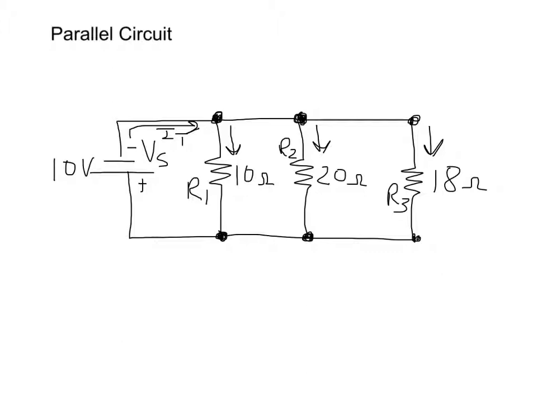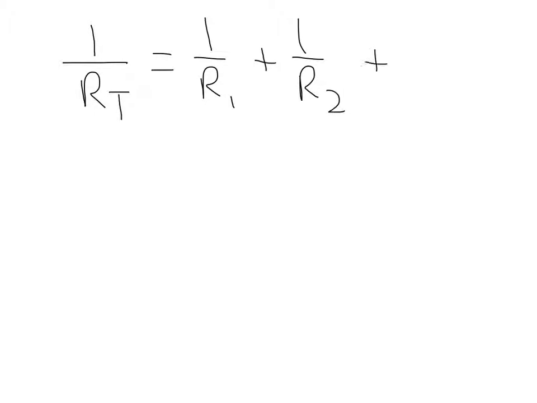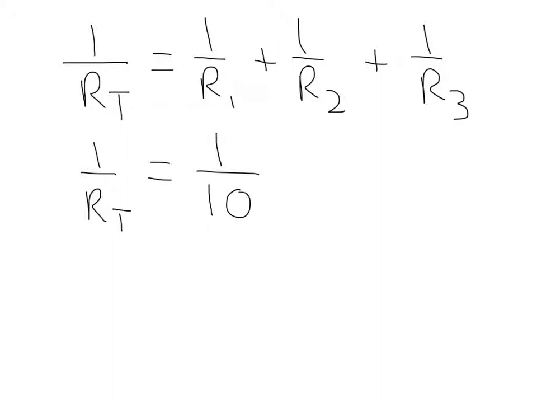The very first thing we're going to do is calculate the total resistance of the circuit. The formula for parallel resistance is 1 divided by RT equals 1 over R1 plus 1 over R2 plus 1 over R3. R1, I believe, was 10 ohms. R2, I believe, was 20 ohms. And R3, I believe, was 18 ohms.